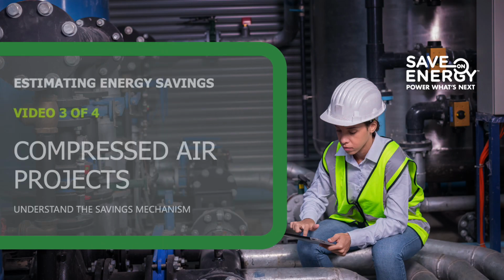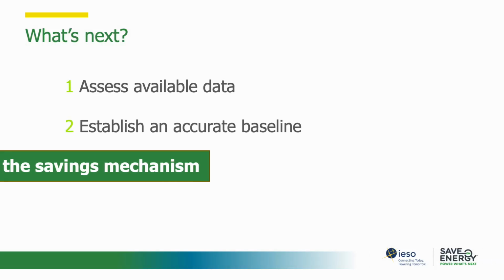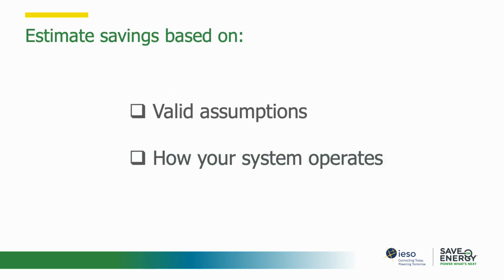In the previous videos, you assessed what data you have and how to use that information to establish a baseline. Now that you've established a baseline, we'll look at the savings mechanisms that cause your compressed air system to use less energy when you implement energy conservation measures. This will help ensure that you only apply calculations, tools, or rules of thumb that are based on valid assumptions about how your system operates.